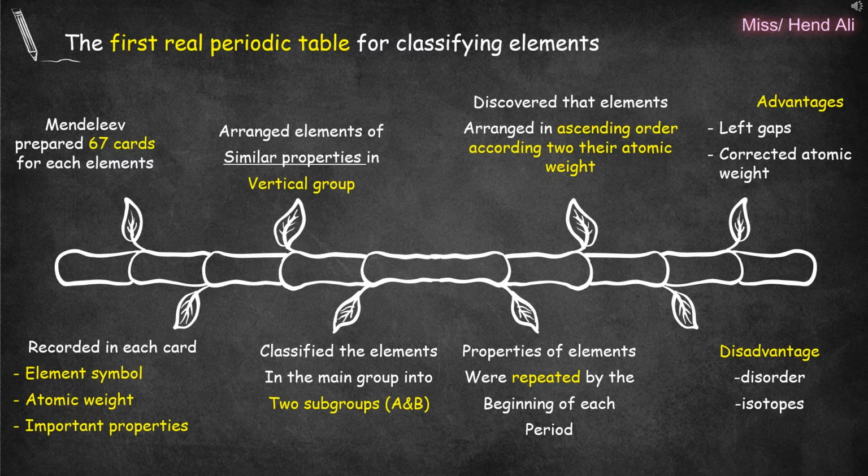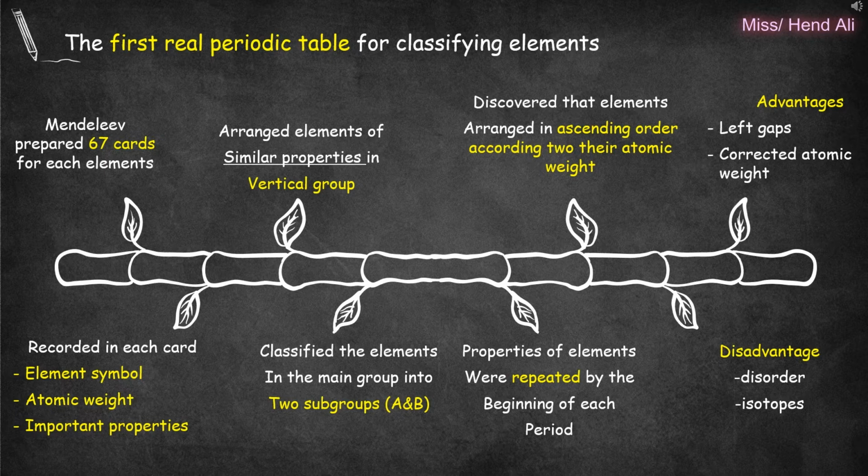Then he discovered that elements are arranged in ascending order according to their atomic weight. And also he discovered that properties of elements were repeated at the beginning of each period. Now let's talk about advantages of Mendeleev's periodic table. He expected that other elements would be discovered, so he left empty cells, or empty gaps, for them. He corrected the atomic weight of some elements.